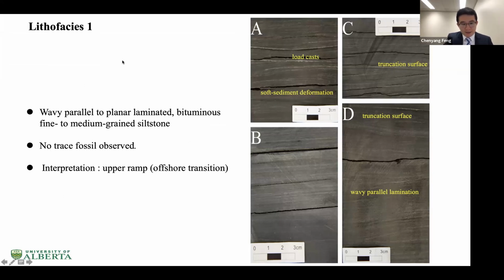Firstly, I want to highlight these three lithofacies are common in the absence of trace fossils. Lithofacies 1 is characterized by wavy parallel to planar laminated bituminous fine to medium grained siltstone. As there is still evidence of weak influence of storm waves and the presence of hummocky cross stratification, lithofacies 1 is interpreted to represent the upper ramp deposition corresponding to the offshore transition.